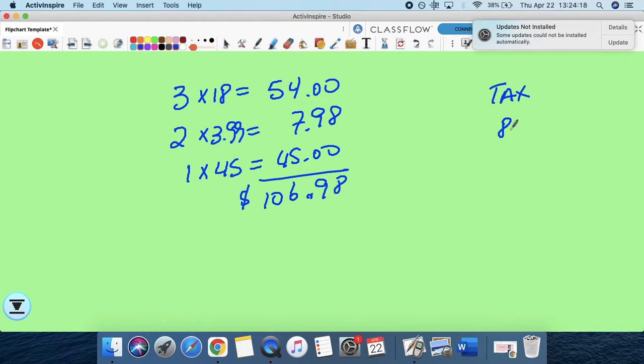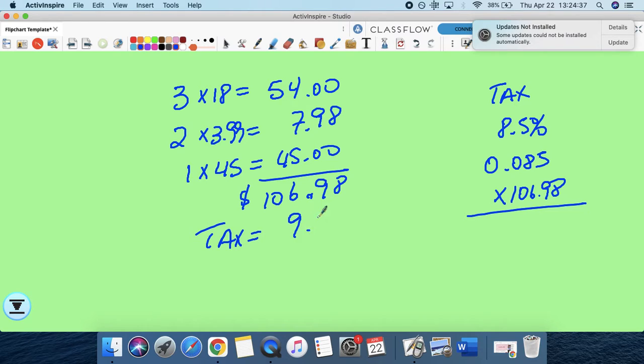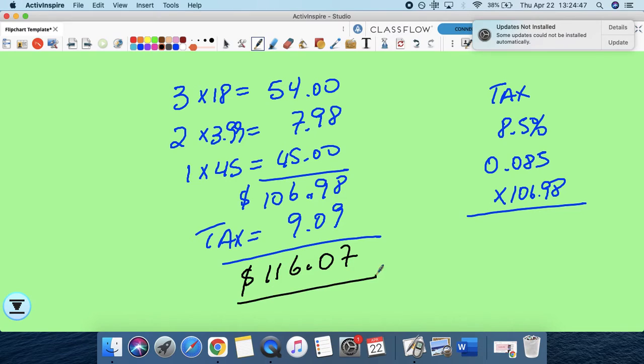So the tax is 8.5%, 0.085. We're going to multiply that by our total. El impuesto que vamos a pagar, 0.085 times 106.98 equals, the tax is $9.09. So el total is $116.07. That's the total. Que aquí está el impuesto. Okay.